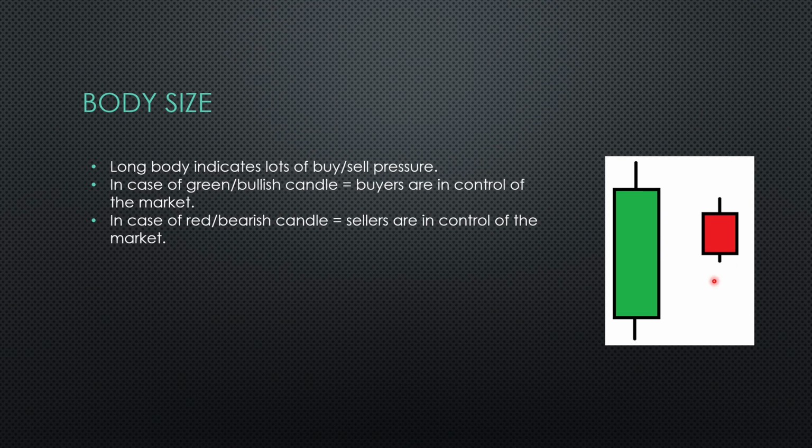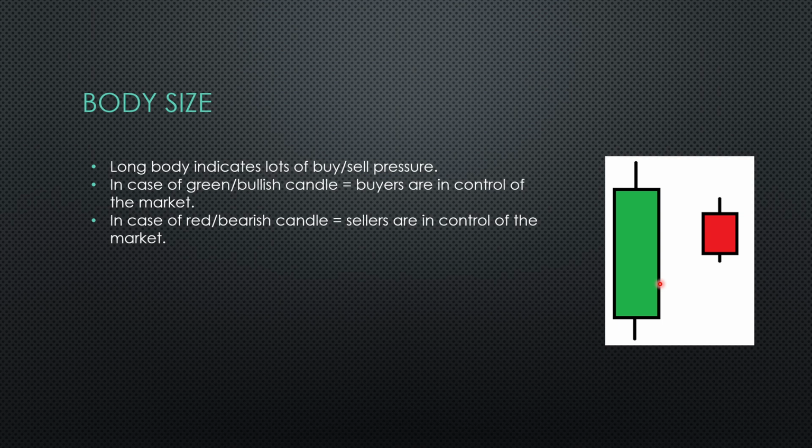Because candlesticks have different body sizes. On the example you see a green bullish candle over here with a relatively large body size. Next to it you see a red bearish candle with a smaller body size. Long bodies, like the green one on the left, refer to strong buying pressure in case of a green candle and strong selling pressure in case of a red candle.